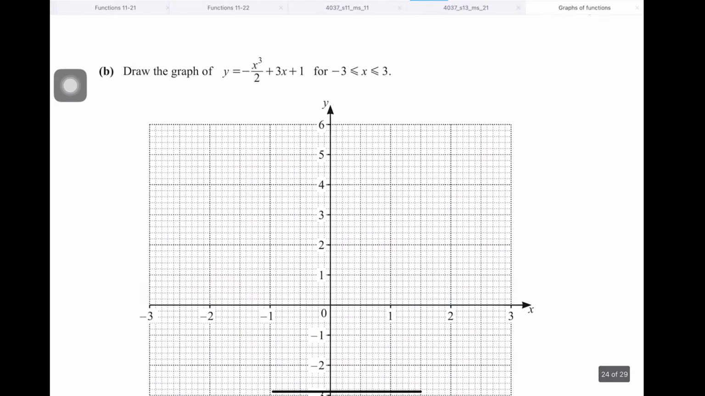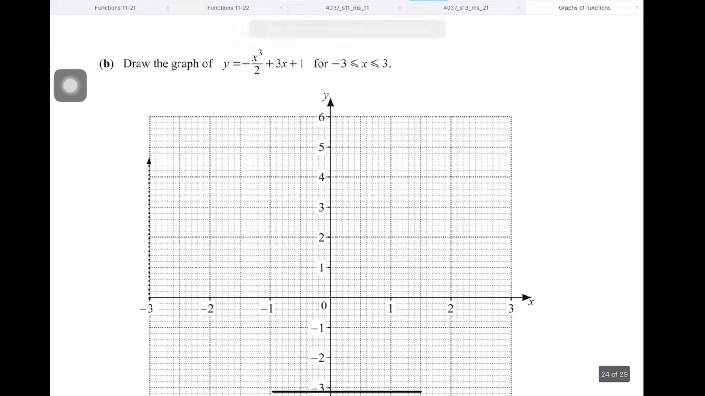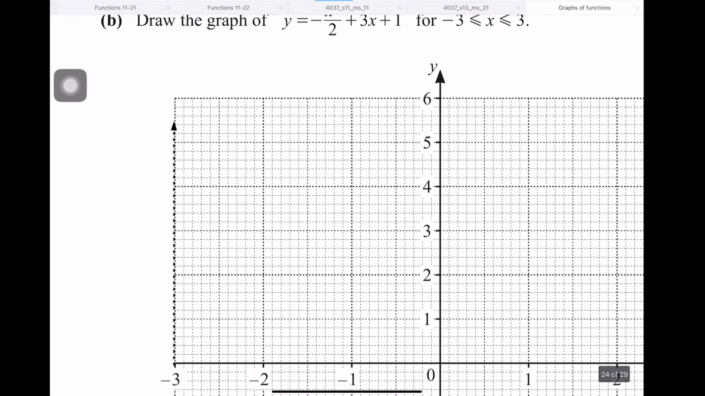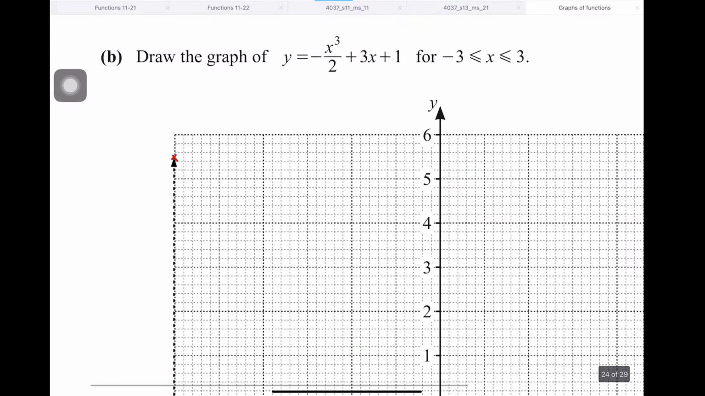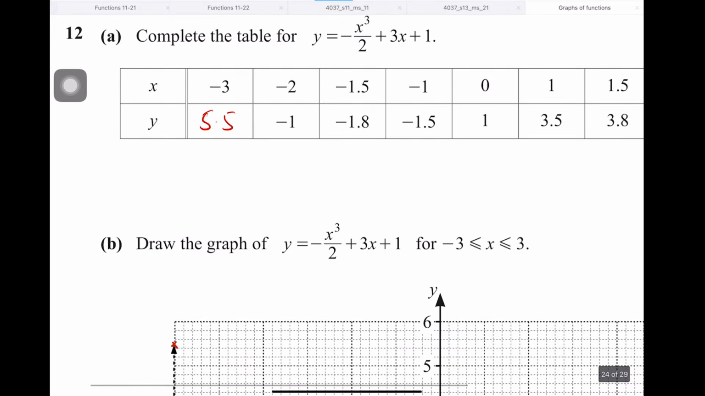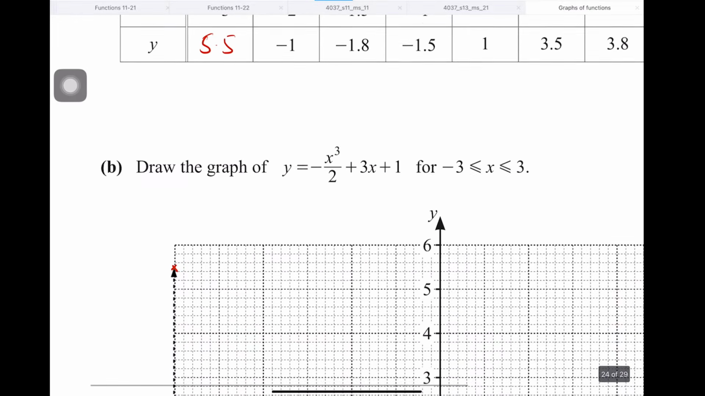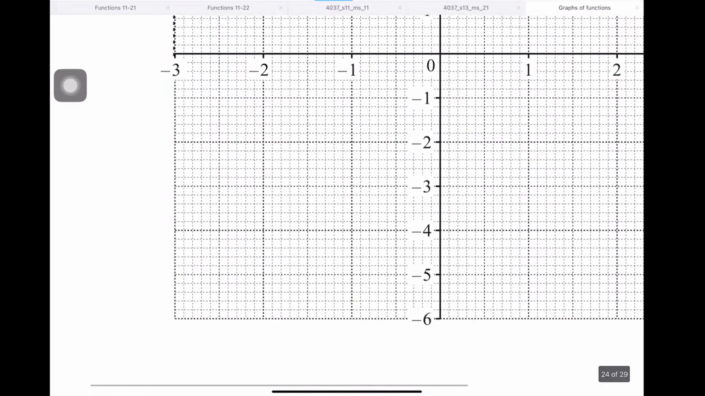So at -3 we have 5.5. So here's -3, here's 5. So 5.5, again, as always, don't be too casual. Don't say 5.5 is, so let's just round it up to 5.6. Place it in between 5 and 6, so 2.5 boxes above 5. And then at -2 you have -1.